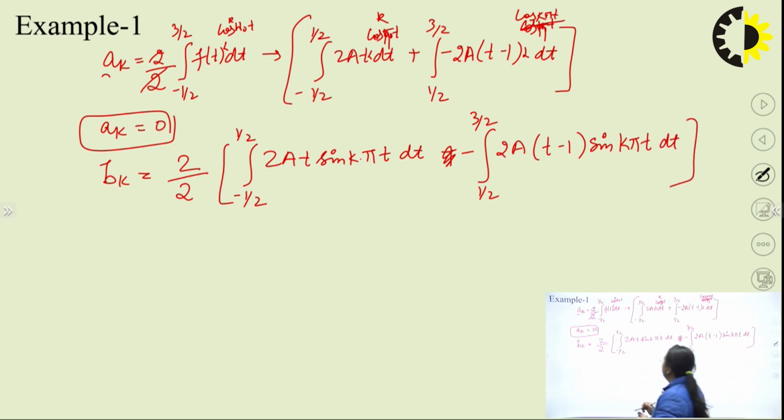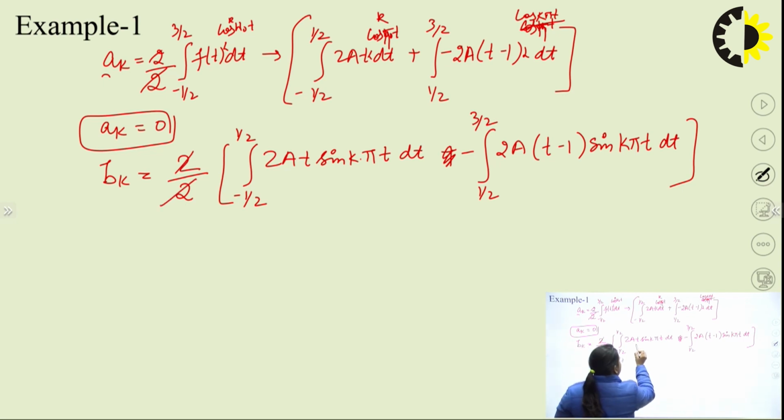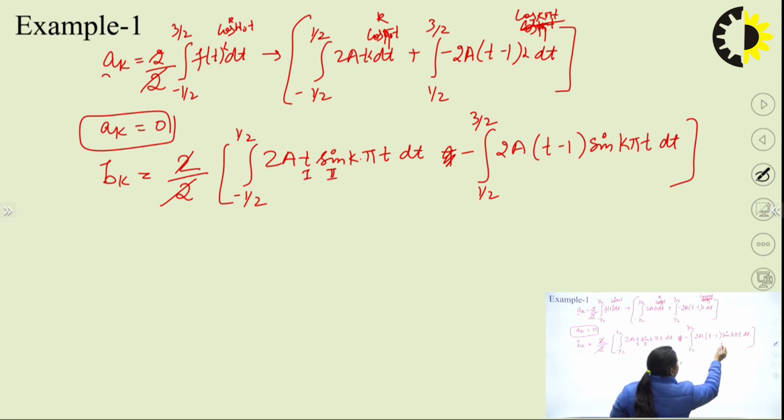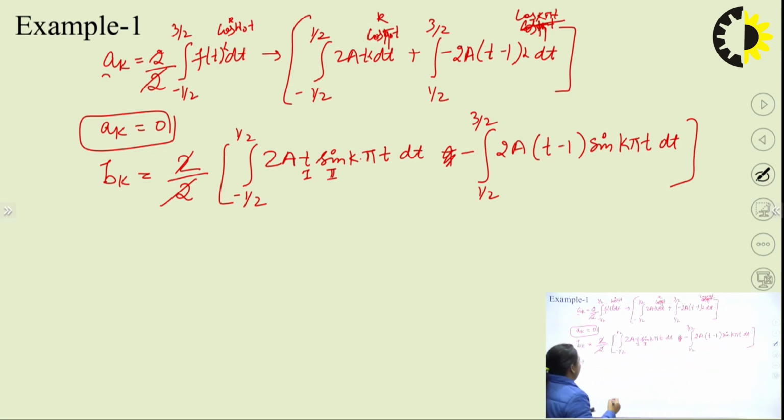Now I'll use the isolate. I'll cancel out this 2 by 2 and use the isolate. Isolate means this is a constant term, right? ILA, this is first and this is second here. So when I am solving this, let me take out 2a as a common term outside of the integration.